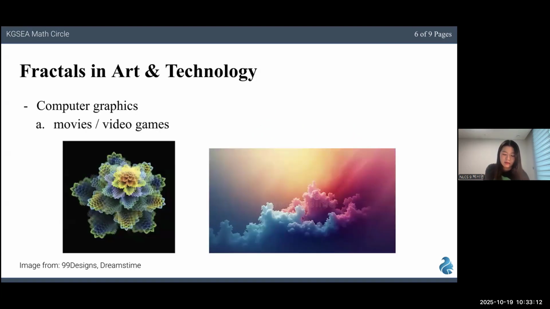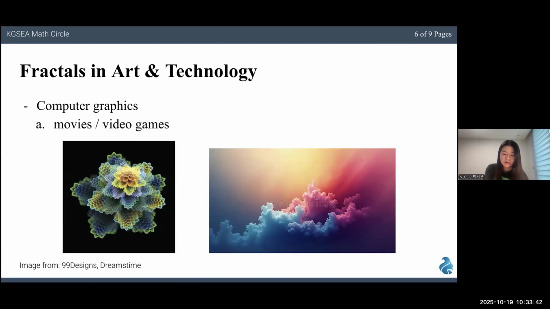Lastly, fractals are also used in art and technology. Artists often use fractal patterns to create designs that are both simple and complex at the same time. In computer graphics, fractal algorithms are used to generate realistic natural scenes. For example, the rough surface of mountains, the shapes of clouds, and the flow of rivers can be simulated using fractals. This allows movies and video games to create realistic environments without needing to design every detail by hand.